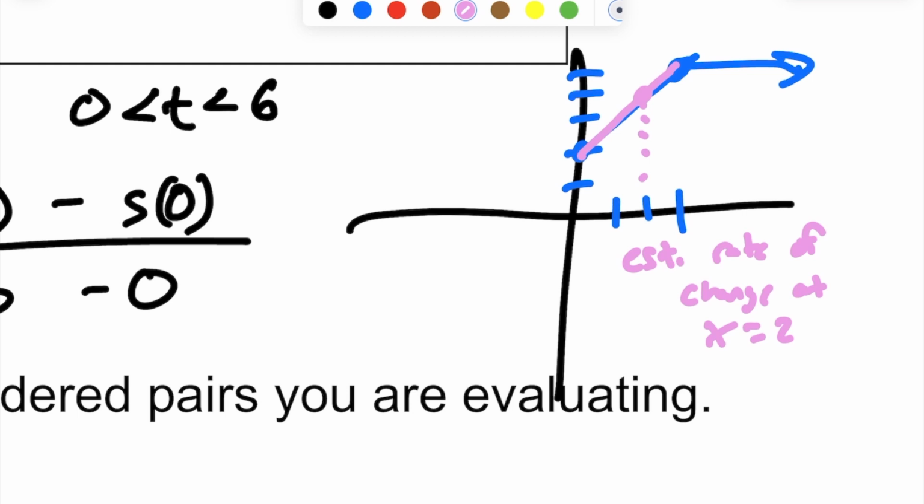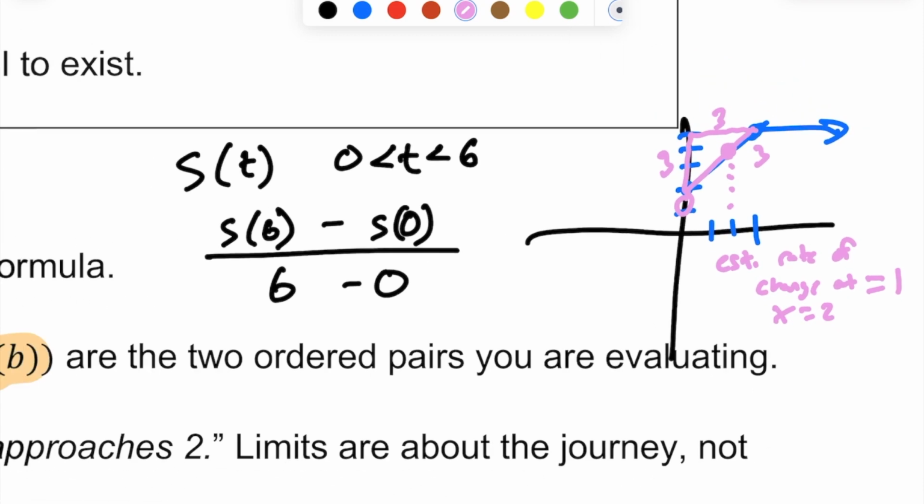Now, you don't have to find the rise over the run exactly at x equals 2, because it's part of this bigger straight line that goes from x equals 0 to x equals 3, which is a rise of 3 over 3, which would be an estimated rate of change of 1. And if there are units, you would say something per something. So that's the main idea with estimating rate of change.